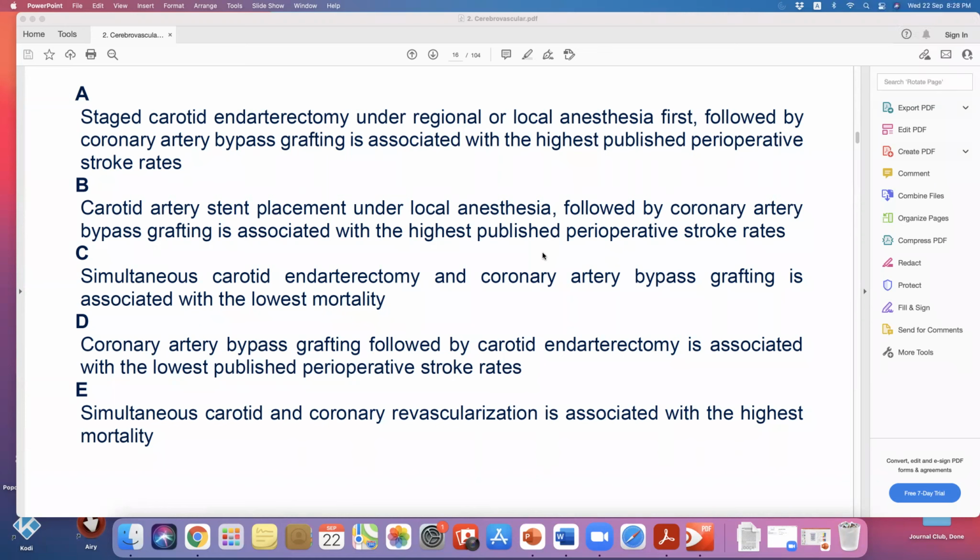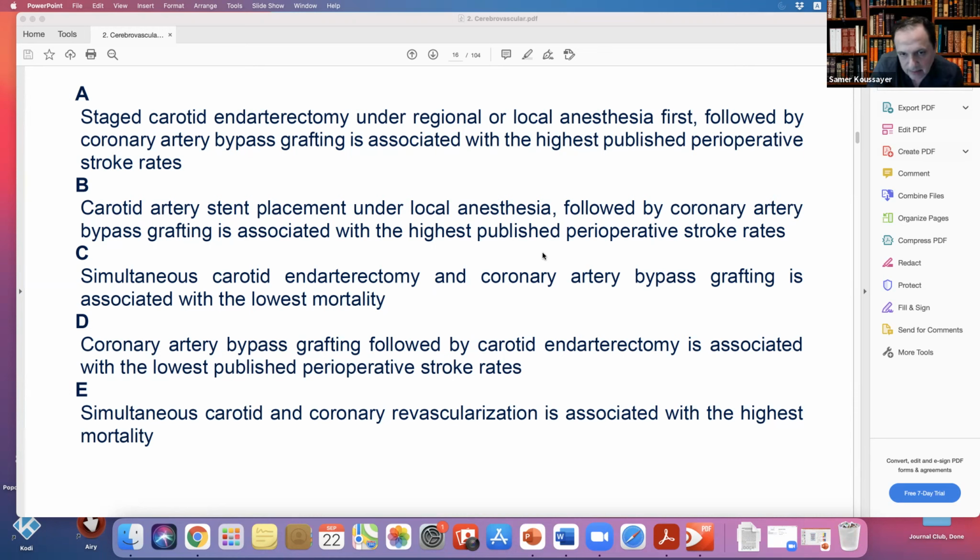Option D: coronary artery bypass grafting followed by carotid endarterectomy is associated with the lowest published perioperative stroke rate. After it will be high, and no one will do it after. Then simultaneous carotid and coronary revascularization associated with the highest mortality. So it's supposedly E, and this is the right answer.